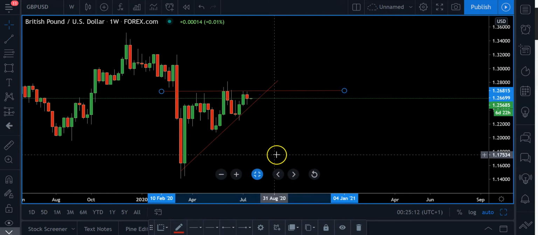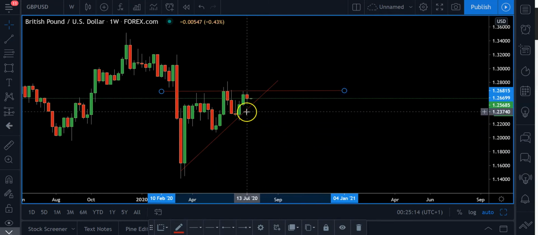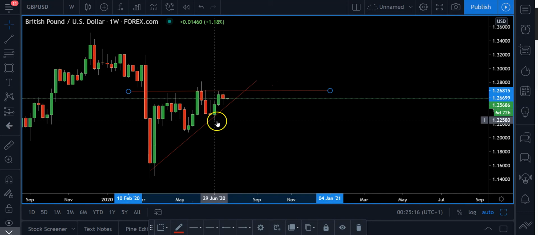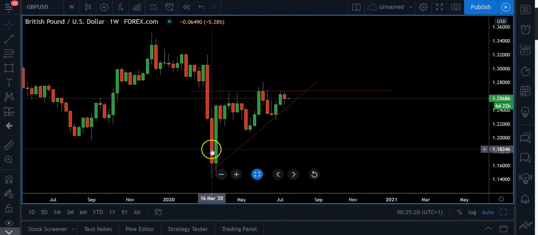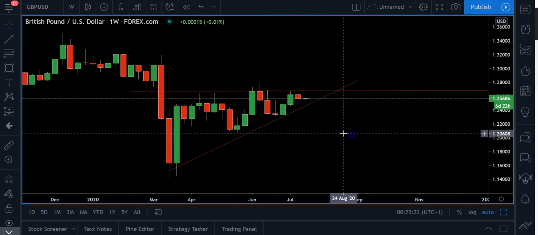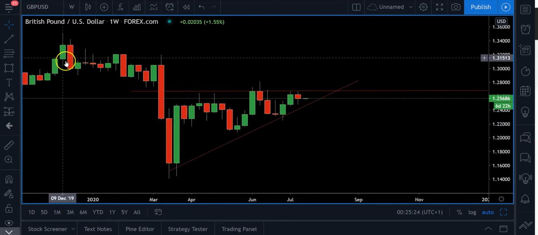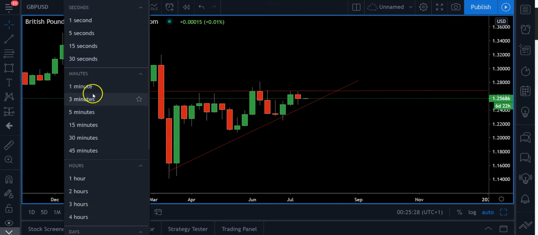Right, so what we're looking at here is pure price action. We don't have any moving averages or any indicators on the chart, because we want to be clear, precise, concise, and on point with what we're doing.